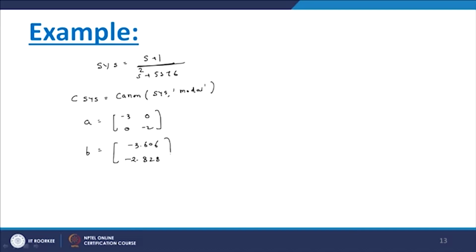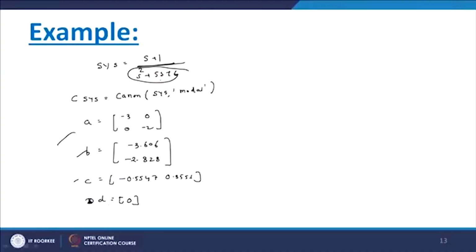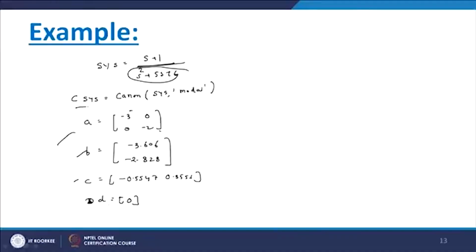-2.828, and C matrix as -0.5547, 0.3556, and D matrix is 0. That means we get A, B, C, D, and the given system is in diagonal form. You will see that for this s square plus 5s plus 6, there are two eigenvalues, one is -2 and another is -3. You will find that they come in diagonal form if you use this particular command.